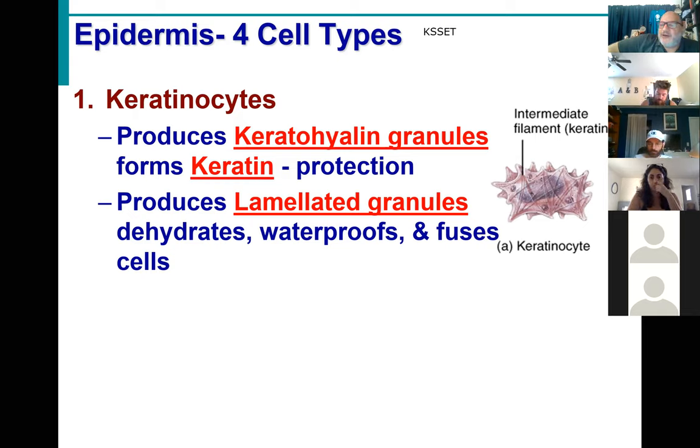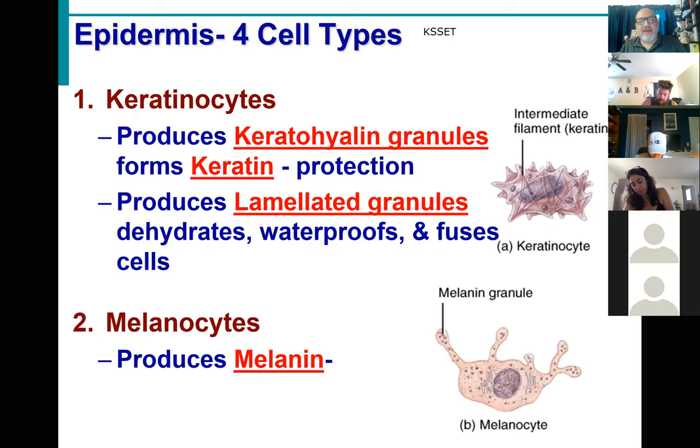However, 99% is not all. There are some specialized cells in this epidermis as well. And the first of these are what are known as melanocytes. Melanocytes produce a pigment called melanin. And that is the primary coloration of the skin.